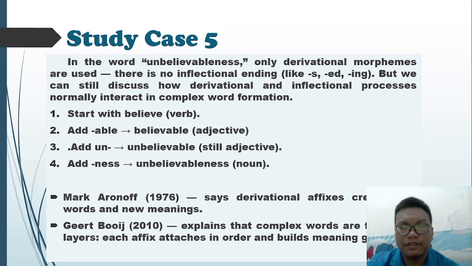The supporting theories are from Mark Aronoff, from 1976, who says derivational affixes create new words and new meanings. And the second theory is from Geert Booij, from 2010, who explains that complex words are formed in layers, with affixes attached in order, building the word's meaning gradually.